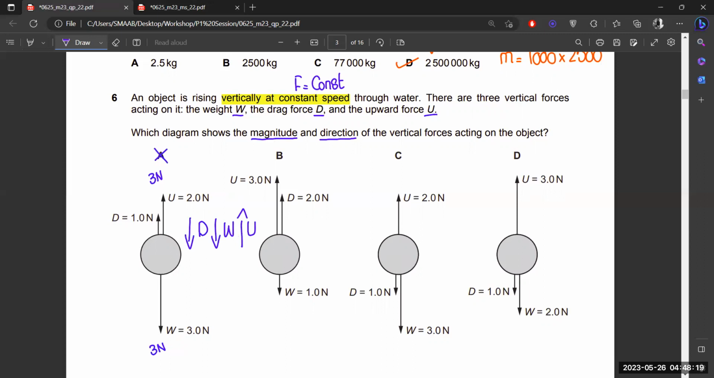And 5 Newton, again, the direction is not correct. Okay, option C. But in option C, magnitude is not equal. 4 Newton in downward, 2 Newton in upward. So magnitude is not equal and opposite. So option C is also not a good choice. And in option D, directions are perfectly identified, and 3 Newton in downward position and 3 Newton in upward position. So D is the right choice. So question number 6, option D.